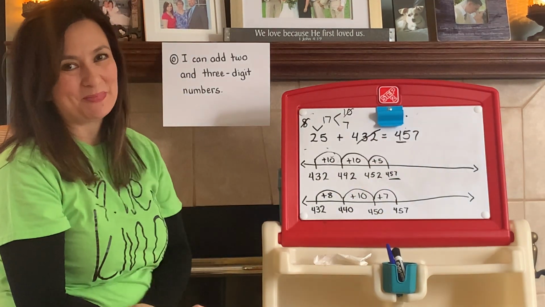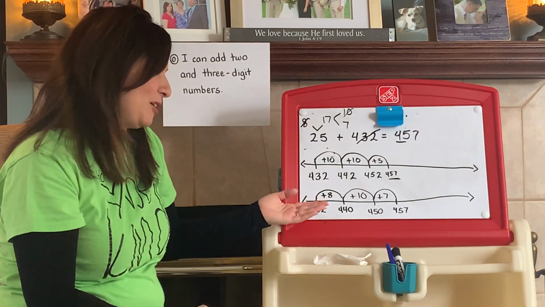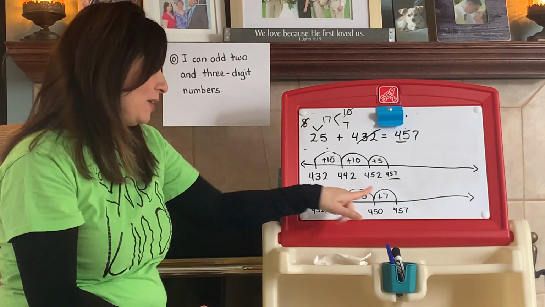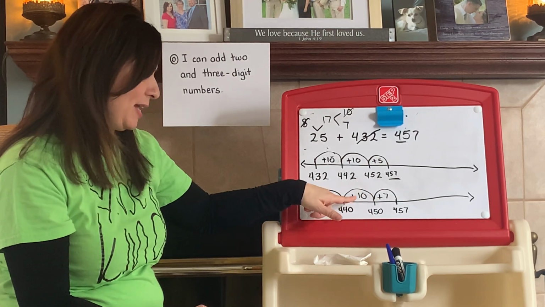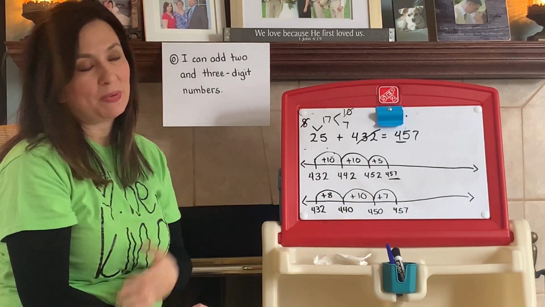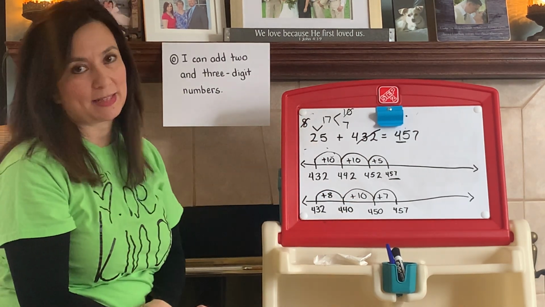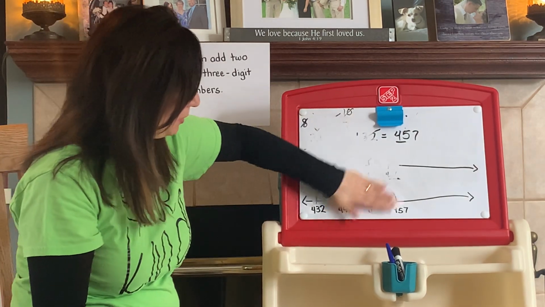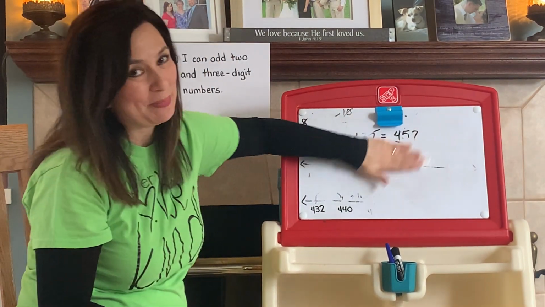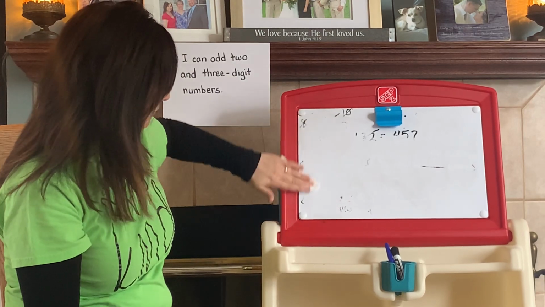I come up with the same sum, which is good. I can double check my work the same way. I'm going to add 8 plus 7 first. 8 plus 7 is 15, and then I can easily add the 10. 15 plus 10 is 25. I know I've jumped the correct amount. I'll show one more time, one more example, and then you'll be practicing on your own.